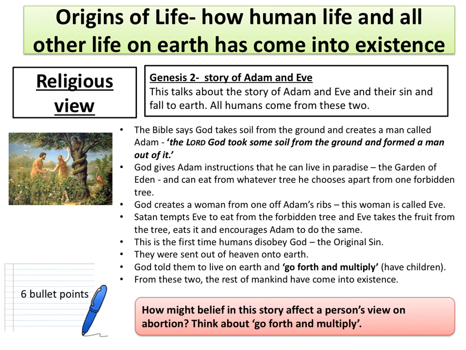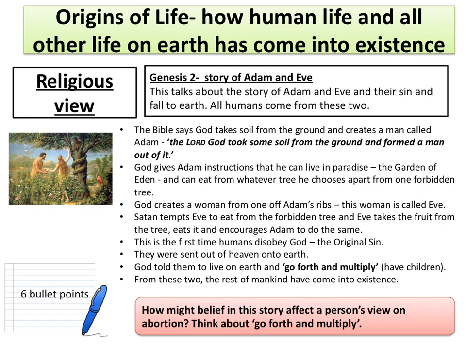In the Bible it says that God takes soil from the ground and creates a man called Adam. In Genesis it says, the Lord God took some soil from the ground and formed a man out of it. God gives Adam instructions that he can live in paradise, the Garden of Eden, and can eat from whatever tree he chooses apart from a forbidden tree.